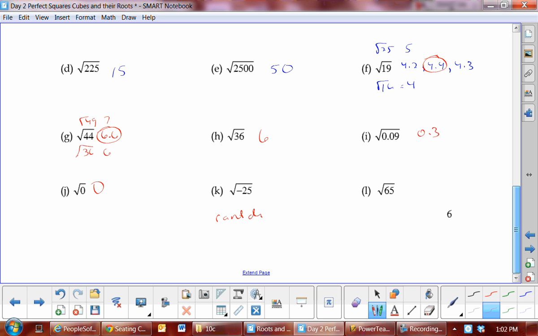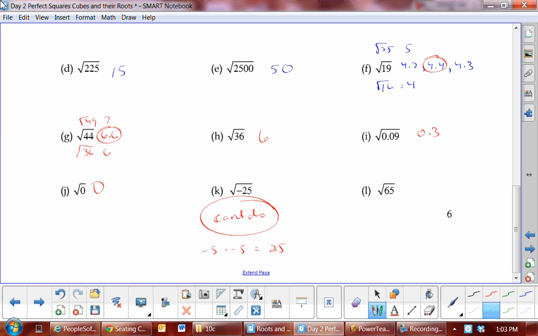Can't do. Okay. Can anyone please explain to me why you can't do this? Exactly. So if you said it was negative 5 and you tried it, that gives you 25. So be careful. You can never take the square root of a negative number. Okay?